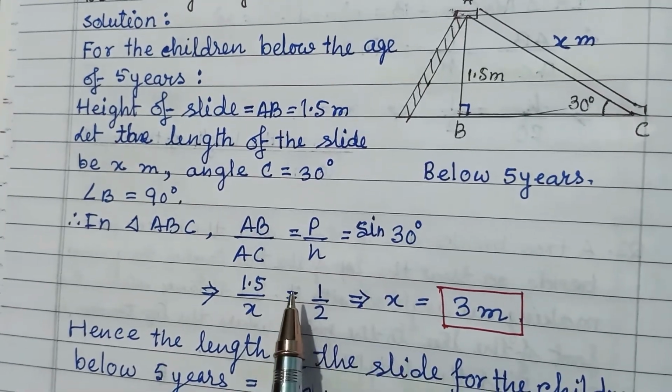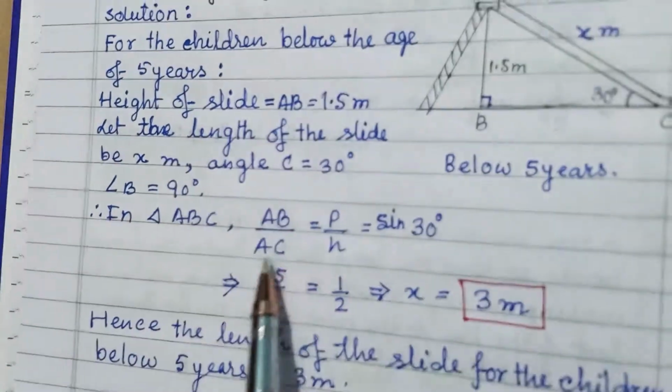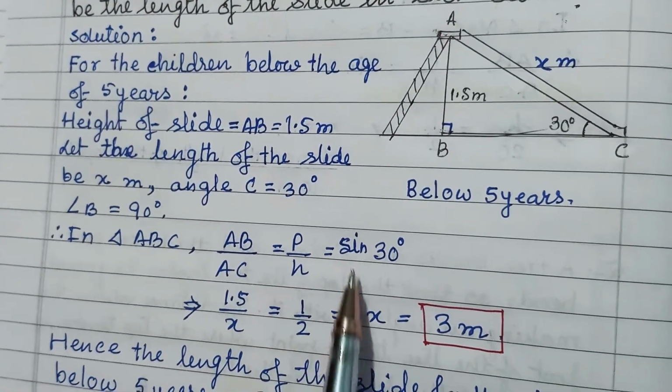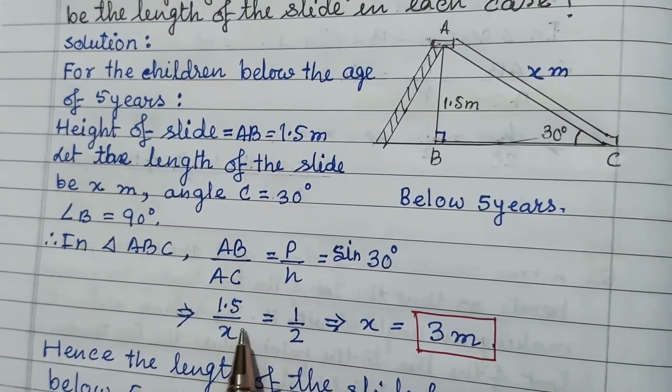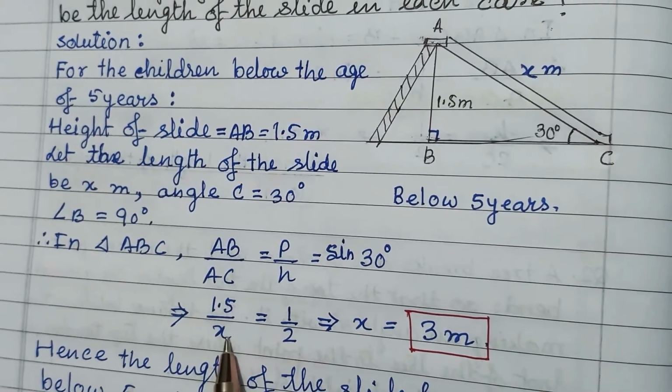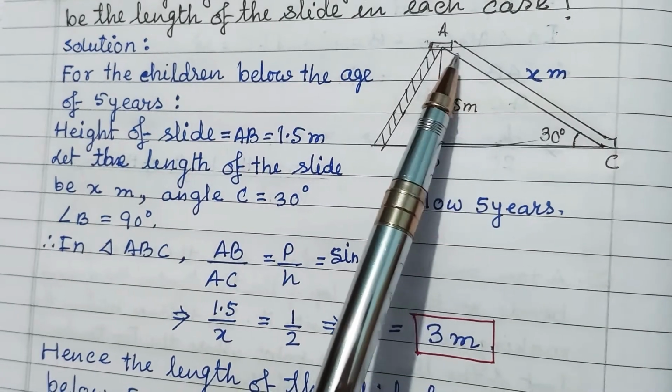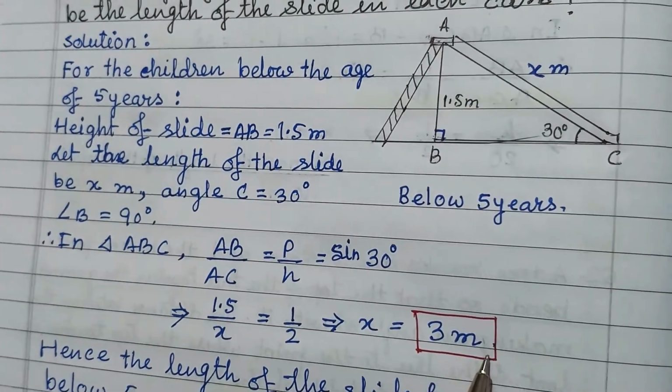Now put the value of sin 30 degree, AB and AC. AB is 1.5, AC is x, and sin 30 degree is 1 upon 2. So cross multiply. x is equal to 3 meter. So the first slide is of 3 meter.